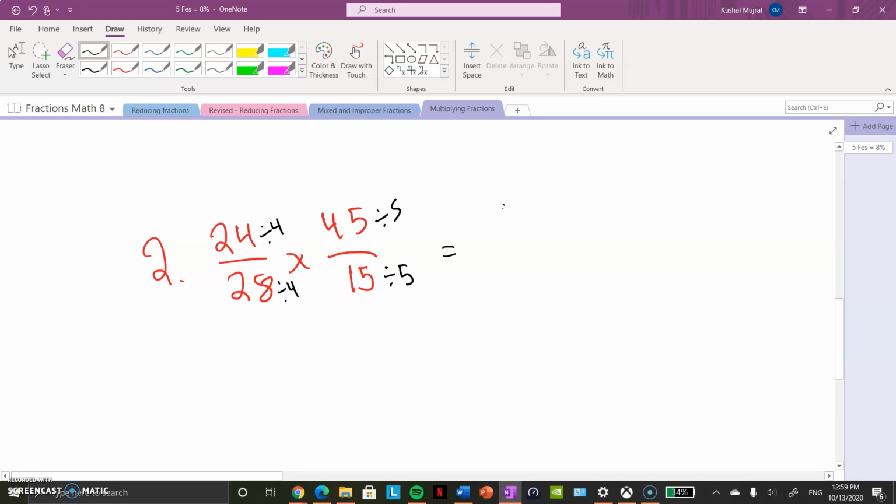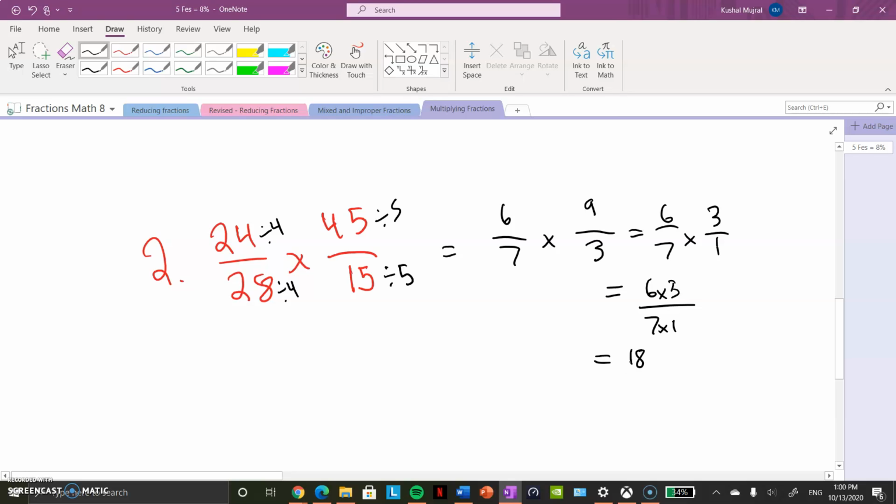This becomes 6 over 7 multiplied by, 45 divided by 5 is 9, and 15 divided by 5 is 3. And then you can notice that 9 over 3 simplifies to 6 over 7 times 3 over 1. So we're going to multiply the top, 6 times 3 over 7 times 1, which becomes 18 over 7.